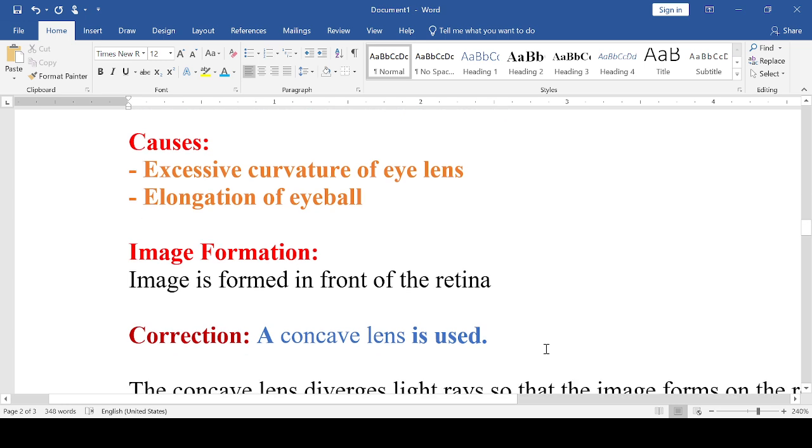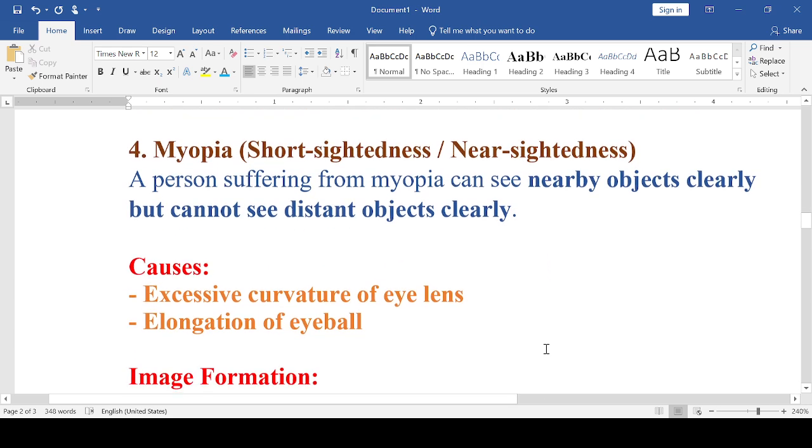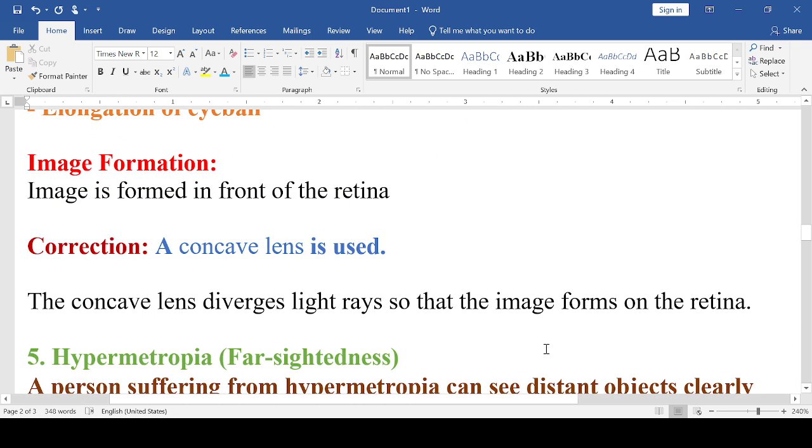So how are you going to correct it? You will use a concave lens. To correct myopia, you are going to use a concave lens. The concave lens will diverge light rays so that the image forms on the retina. Why are we using a concave lens here for correction? Because it will diverge rays so that the image will form on the retina.